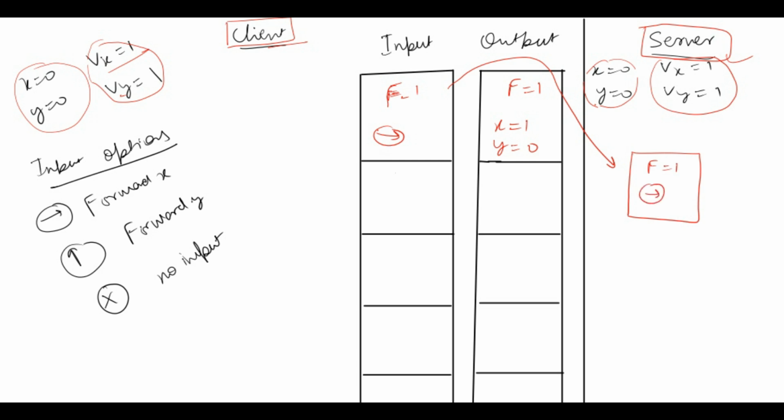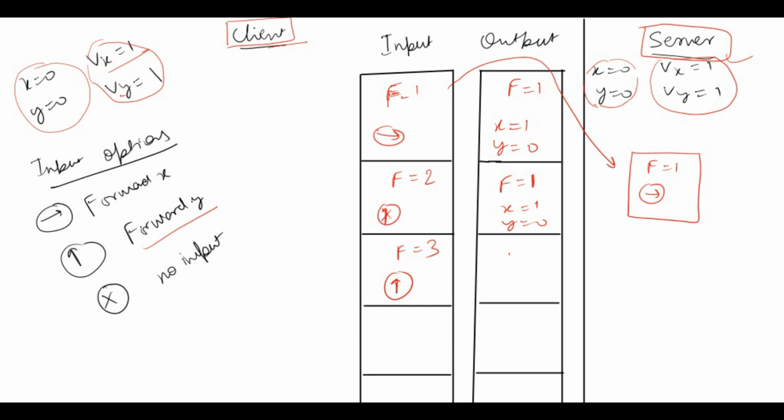So we'll discuss this part later from the server processing side. Now for the second frame, the user is not pressing any button, and so the output will be the same. The output state will not change, so it will remain x equal to 1, y equal to 0. And for the third frame, the user is pressing the upward button, the forward y button.